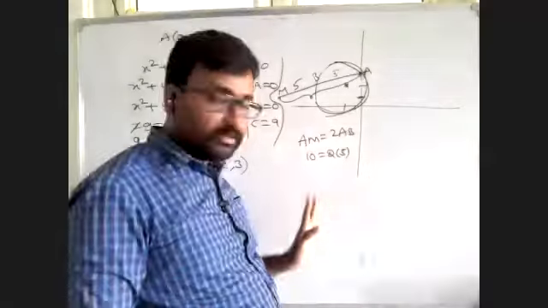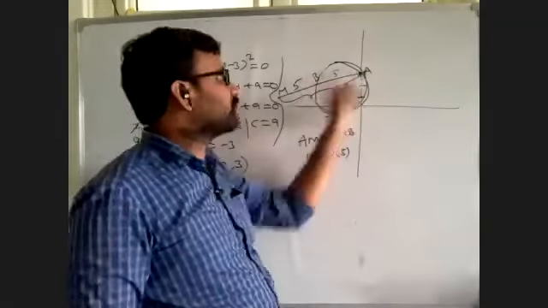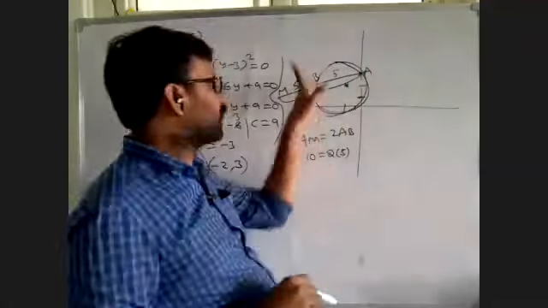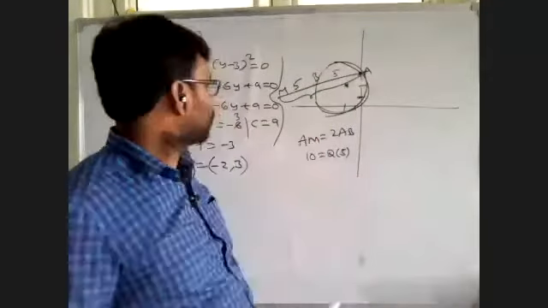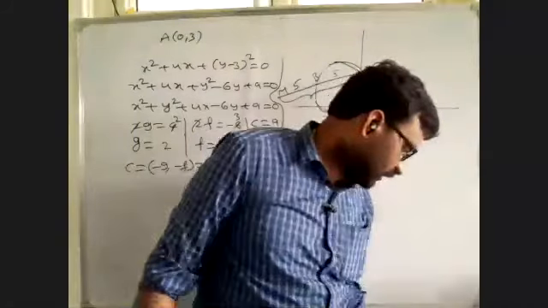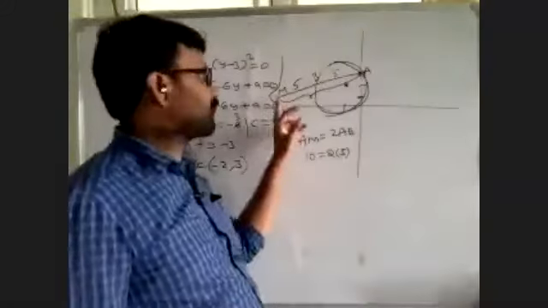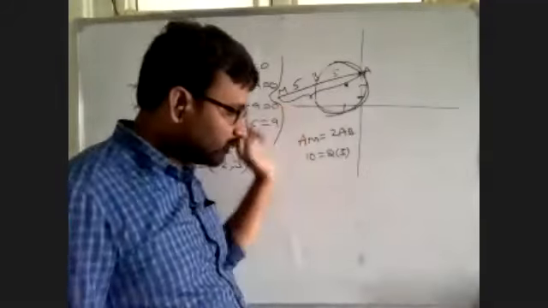That means B is the midpoint of AM. Clearly, B is the midpoint of AM and lies on the circle. So what do we have to find? Find the equation of the locus of M. We have to find the locus of M.